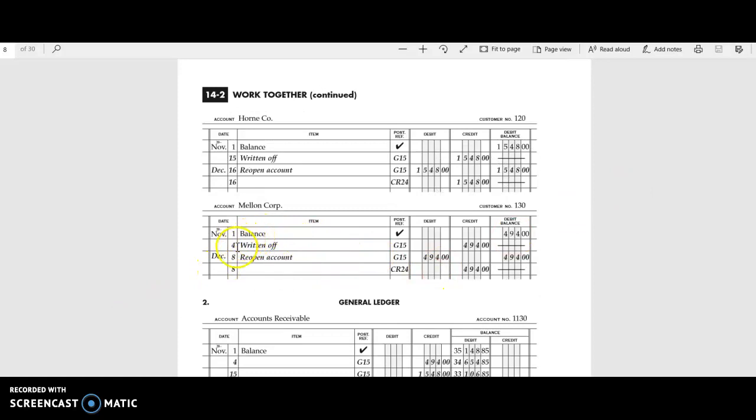And now we're going to post to our individual customer, which was Mellon Corporation. But notice we're going to put the words written off here. That's bad. That means we're not allowing that customer to do any business with us. This was once again journal page 15. That credit of $494 makes it look like we have a zero balance, but once again, not good.